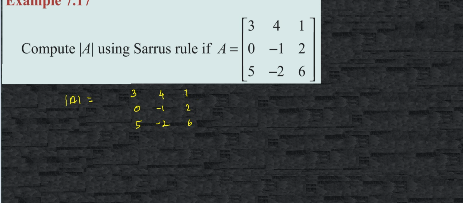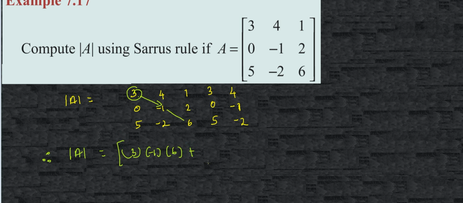After which, you follow it up by writing the first column. That's going to be 3, 0, 5. And then the second column, which is going to be 4, negative 1, and negative 2. Now, to find the determinant of the matrix, you follow the flow that I'm going to show you here. We start with the element 3, multiply it with the element 1, and end by multiplying the element 6. Open the parenthesis.